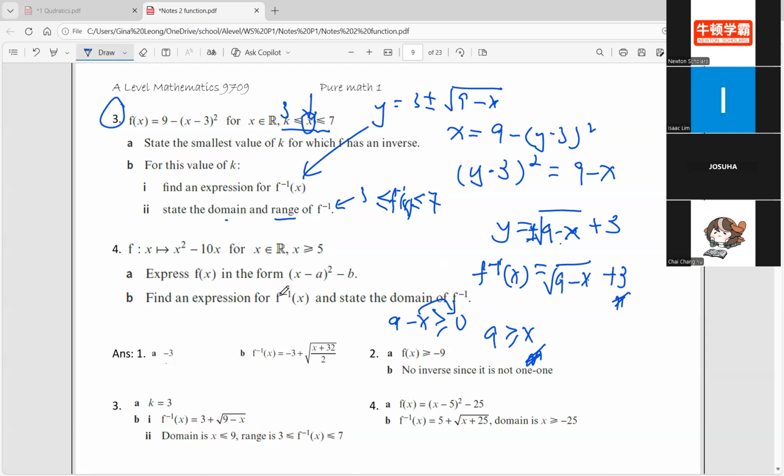For question 4, I think you can try on your own. It's the same concept. The answer should have the positive and negative, but in the end he will choose the positive value, because the range actually is more than 5. So that's the reason.